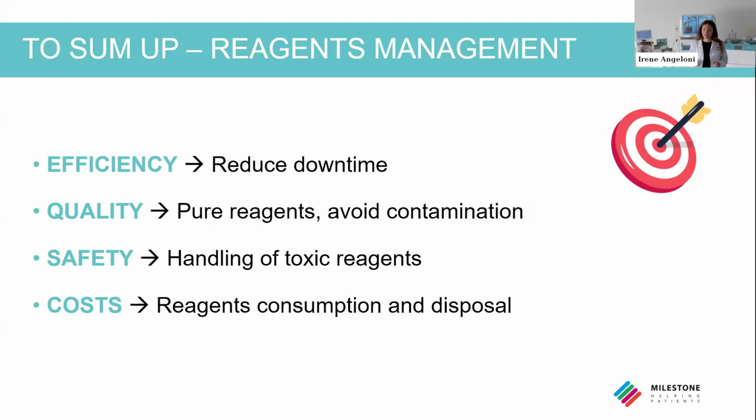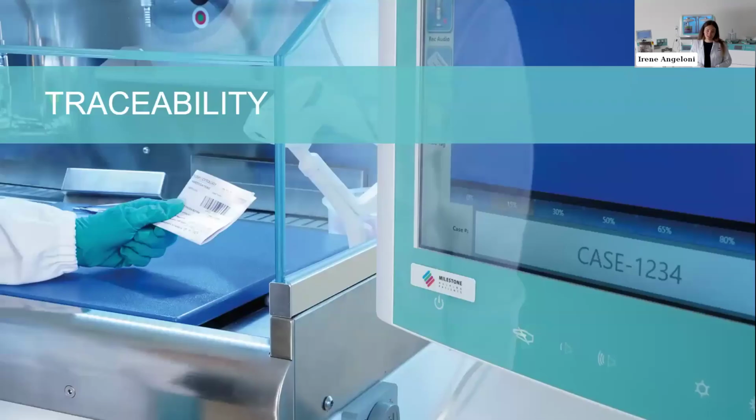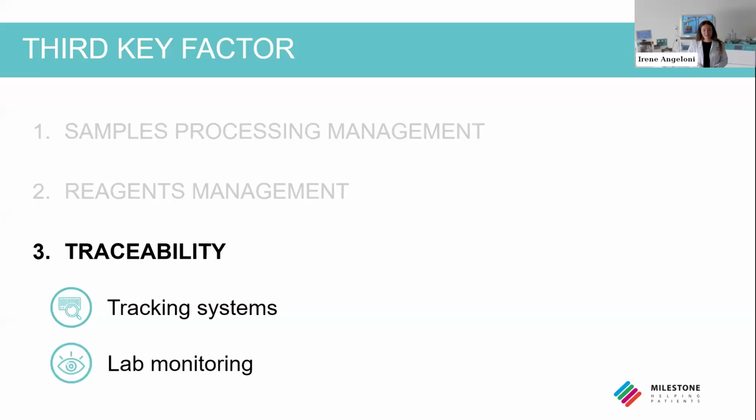So the third one, and also the last one for today, traceability. Traceability, the third topic. Why is traceability nowadays so important? Traceability allows us to avoid errors, to increase efficiency, to easily reconstruct the history of the samples when needed, and we will see the traceability regarding the, let's say, the single cassettes, the batch of cassettes, and also in general in the monitoring of the lab.